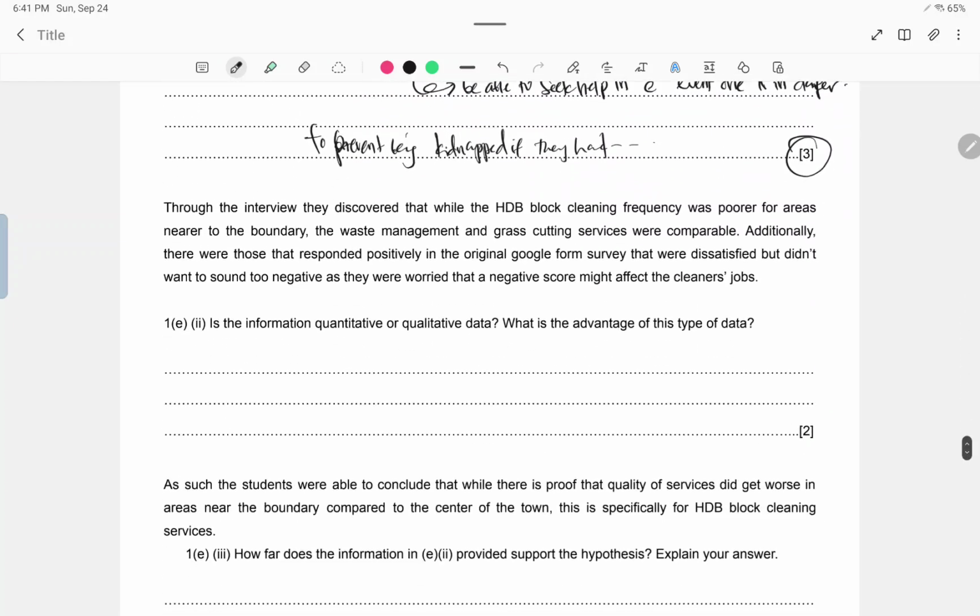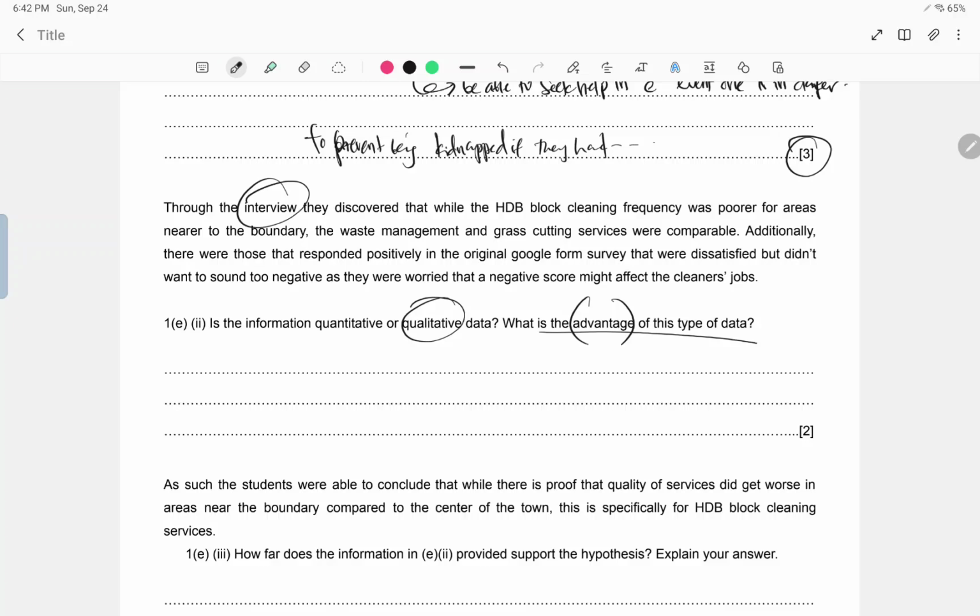Okay? Second last question, talking about whether it is quantitative or qualitative in this case, because they did the interview, right? So the answer correctly is qualitative. Everybody managed to get that. Now the question is, what is the advantage? And again, you need to tell me, how is it an advantage? Otherwise, you haven't yet fully answered the question.